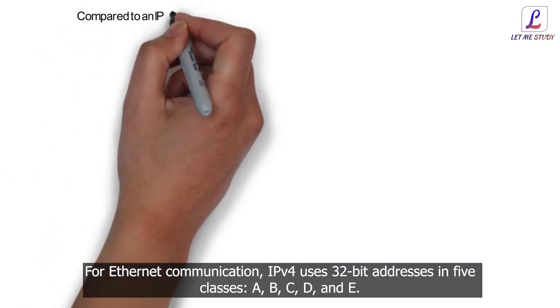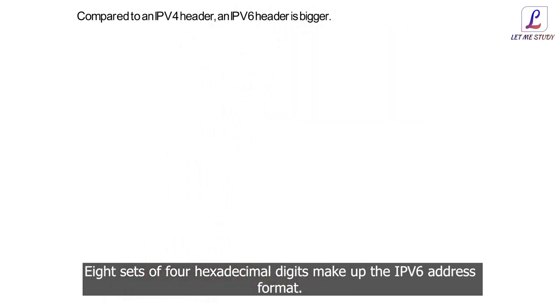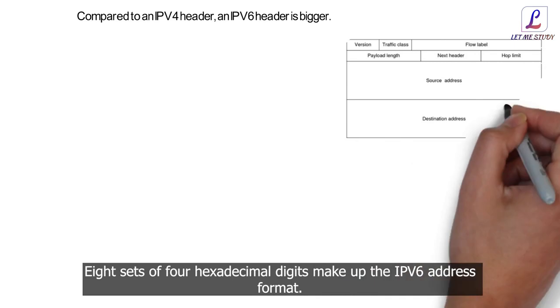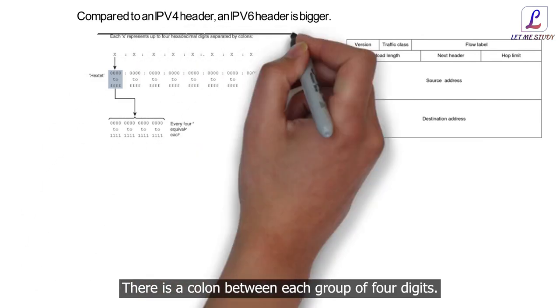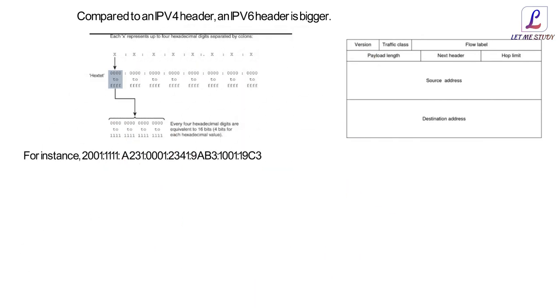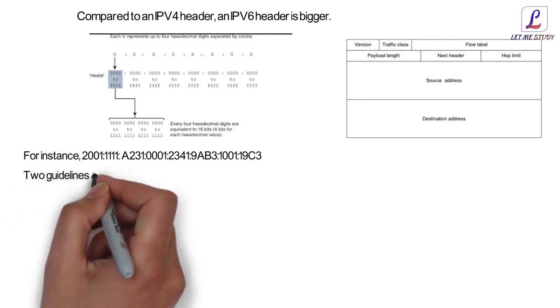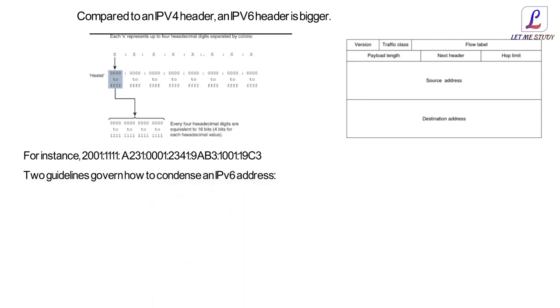Compared to an IPv4 header, an IPv6 header is bigger. Eight sets of 4 hexadecimal digits make up the IPv6 address format. There is a colon between each group of 4 digits. For instance, 2001:1111:8231:09A3:1001:09C3.